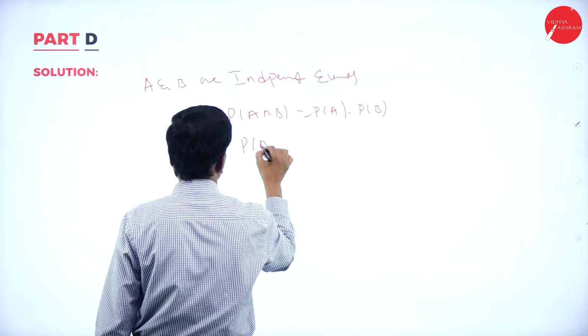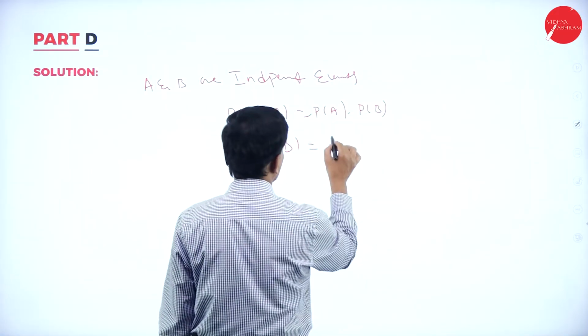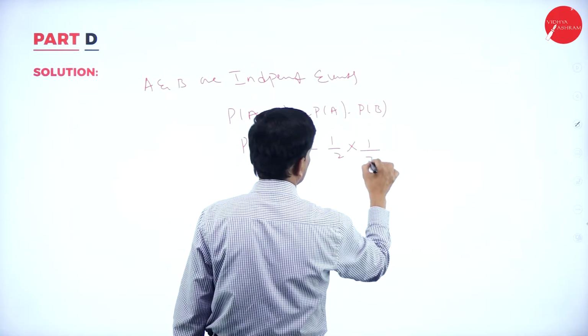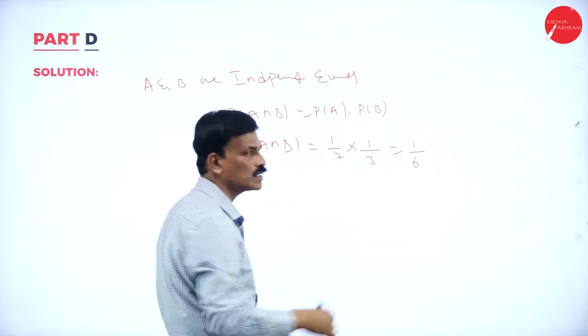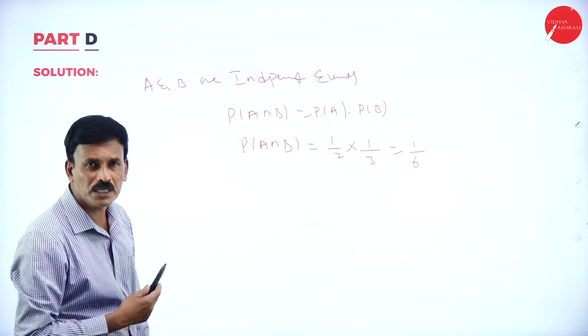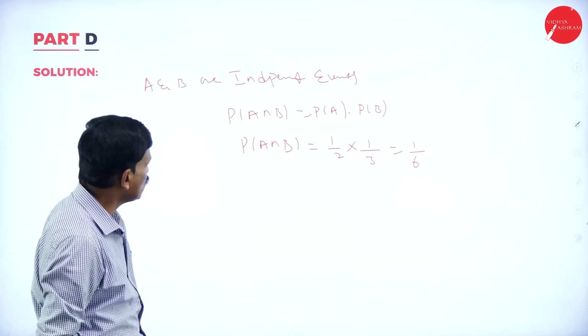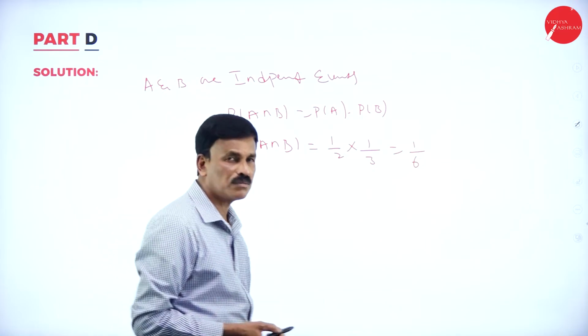So, probability of A intersection B is equal to, what is probability of A? 1 by 2. What is probability of B? 1 by 3. That is equal to 1 by 6. Since A and B are independent events, the probability of A intersection B is equal to probability of A into probability of B. That is 1 by 2 into 1 by 3 is equal to 1 by 6.